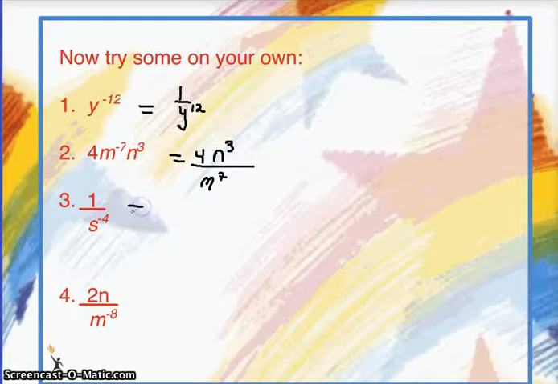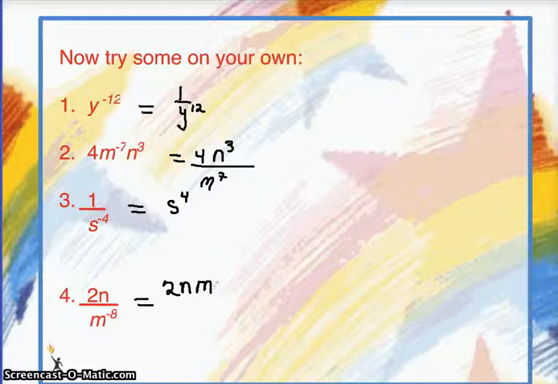In the bottom example, if we do exactly what we did in the top example, we take the reciprocal of 1 over s, which is then just s over 1, or s, and take the opposite sign of negative 4 since we did that, and now it's positive. That's s to the 4th. In the bottom example, we have 2 to the first, n to the first, but then we have m to the negative 8. So let's take the reciprocal of 1 over m to the negative 8 and make it m over 1 to the positive 8.